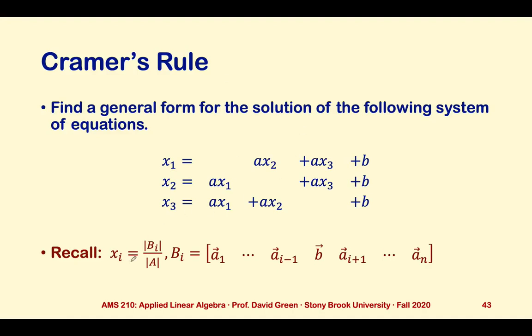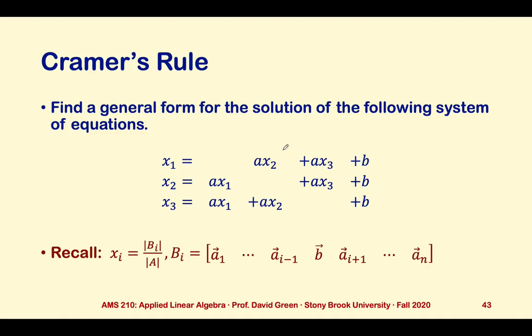And I'm going to provide you what Cramer's rule is as a reminder here. Cramer's rule allows us to get a solution to a system of equations as ratios of determinants of these constructed matrices B, where we replace a column of A with the right-hand side. The system we're considering is this one here.